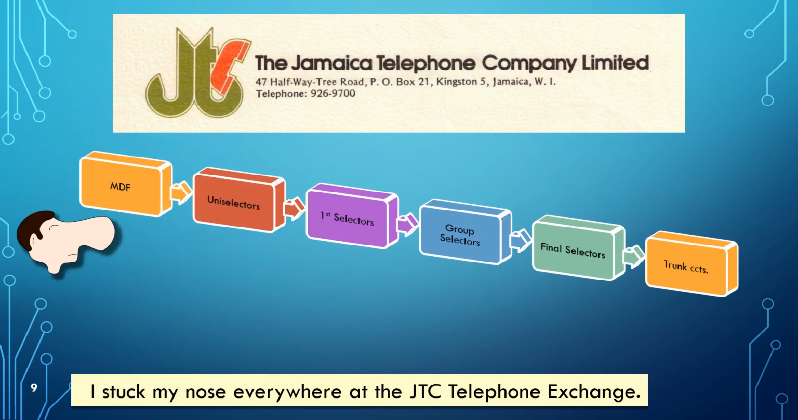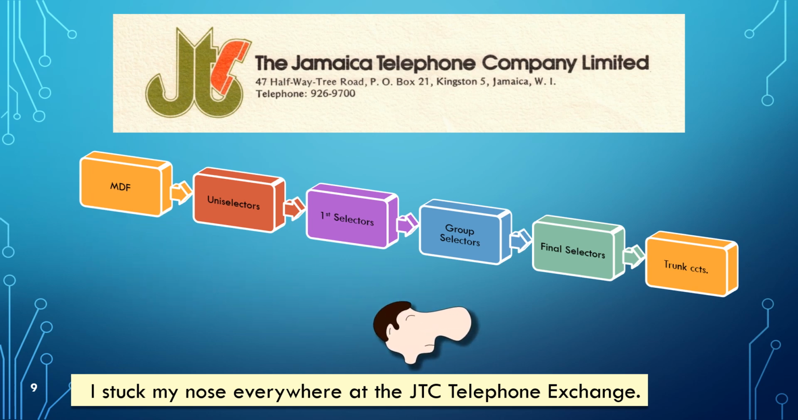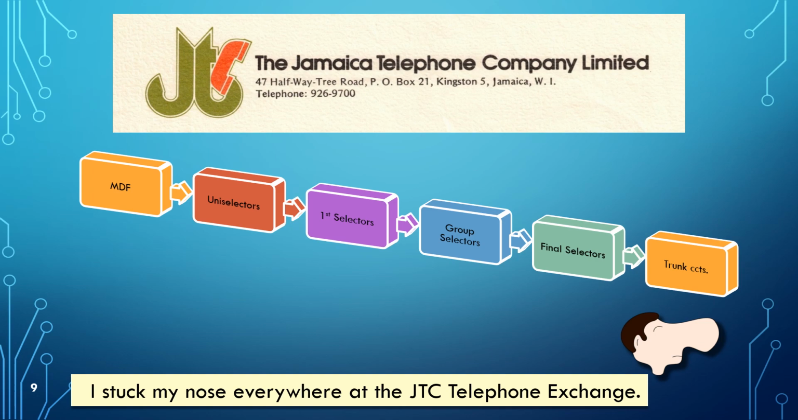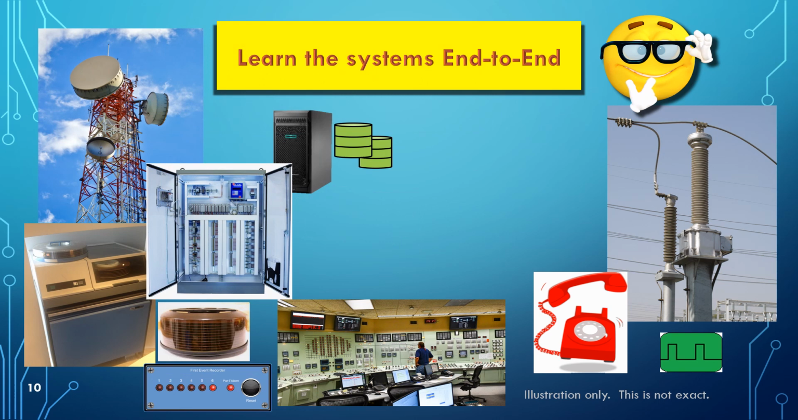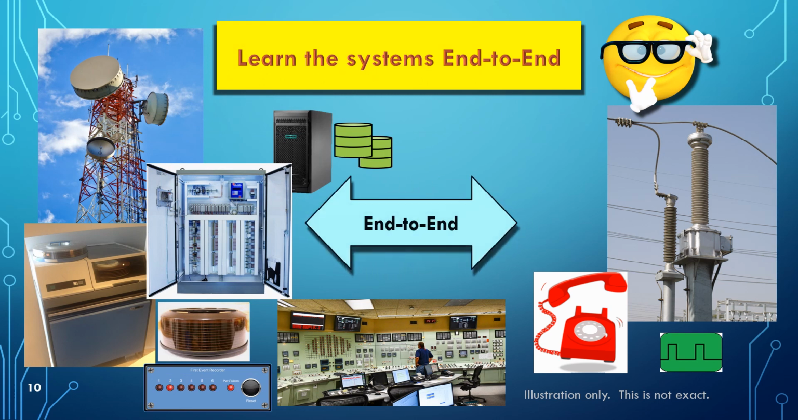This is similar to the JTC job I had at the telephone exchange. I stuck my nose just about in all areas: the MDF, main distribution frame, uniselectors, first selectors, group selectors, final selectors, and trunk circuits also, briefly. So my main jobs were between the main distribution frame and first selectors, but I also did many other things. Learn the systems end to end.